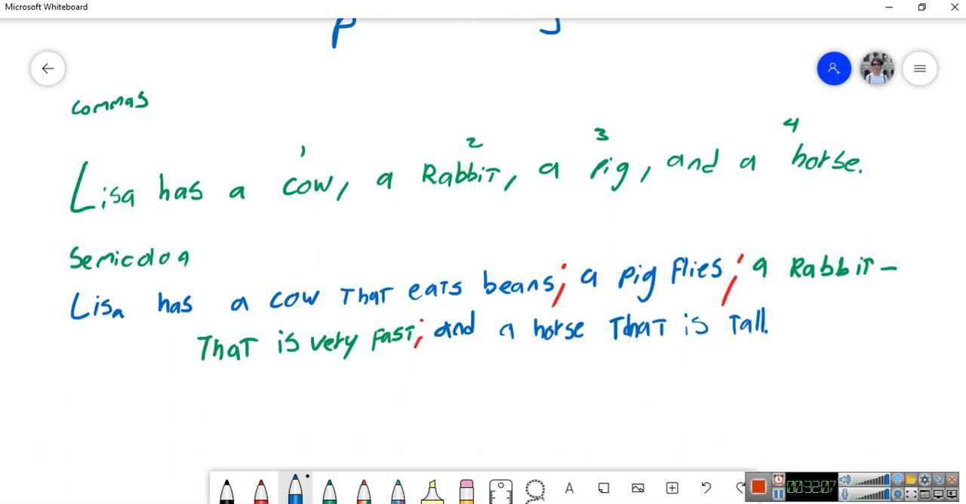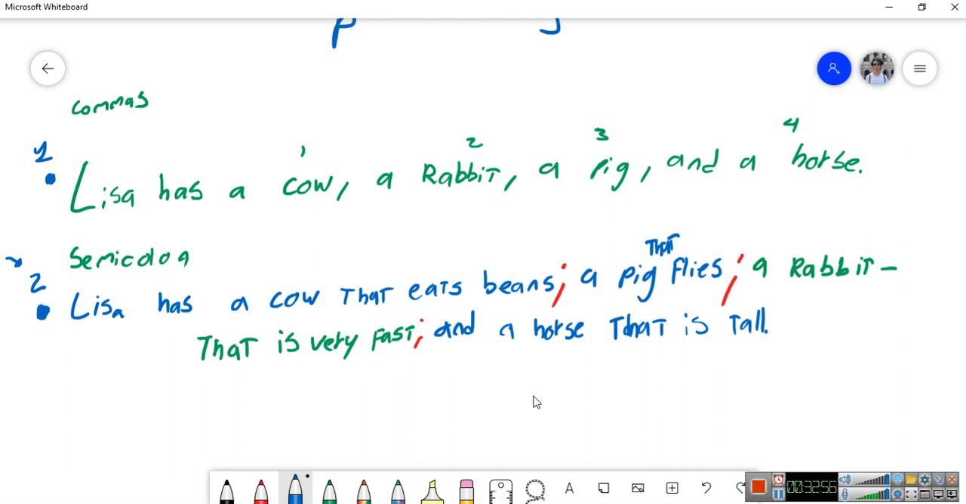So, Diana, what is the difference between this example and this example? Let's call it number one and number two. In the first example, you have a list, but a simple list. And the second, you have a list, but it's more complete. You describe every item. That's it. You got it. So that's the reason why we use commas. Well, we use commas when we don't have to explain the items. However, in this second example, I'm explaining what each of the items does.